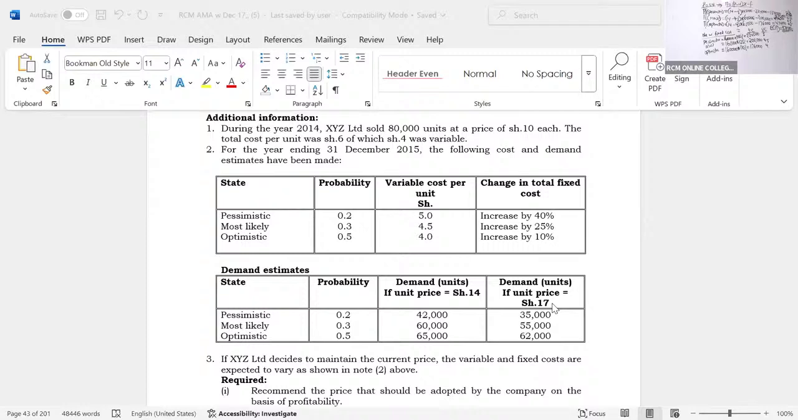So for 17, how much are we getting? 500,000 and 450 shillings. 17. All of them just finished.